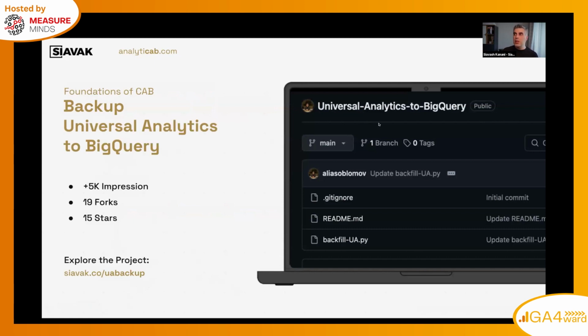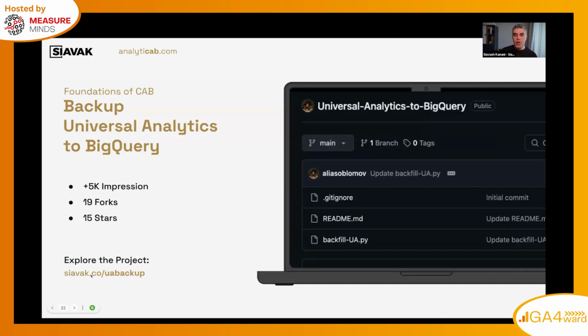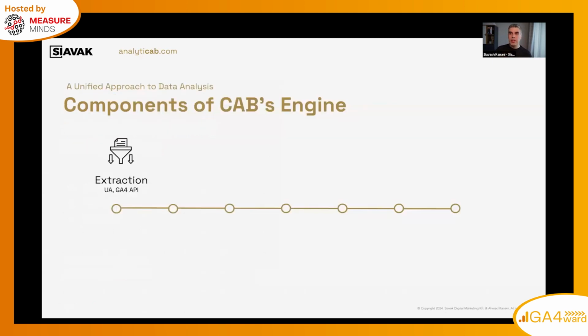The first one is backing up Universal Analytics to BigQuery, more than 5K impressions, 19 forks, and 15 stars we got on that one. And the second one is backfilling GA4 to BigQuery, which got 8,000 impressions, 16 forks, and 42 stars as people have started using it. So these two links, Siavak.co UA backup and Siavak.co GA4 backup. These are free. These are open source. Feel free to use them. These are the building blocks, the foundations that we use to build upon and create CAP, Continuous Analytics Bridge.